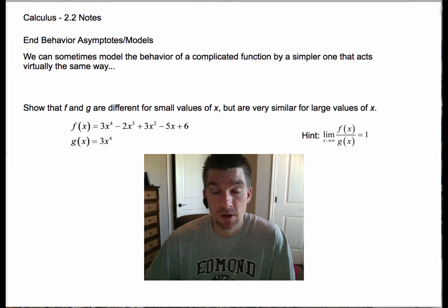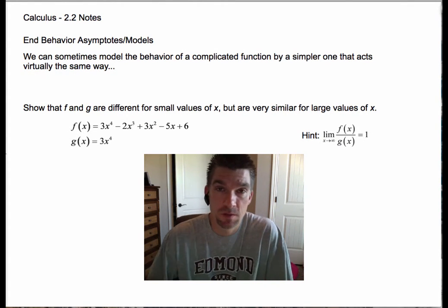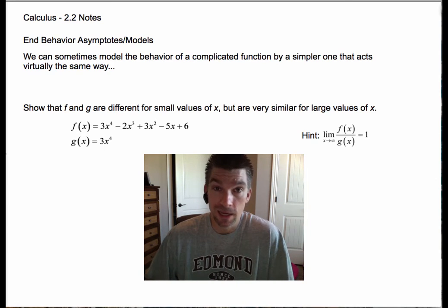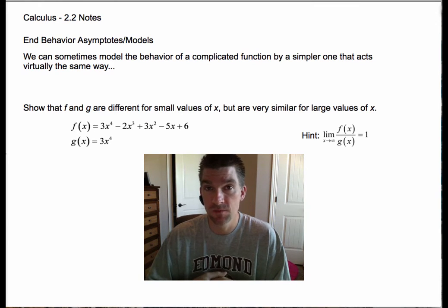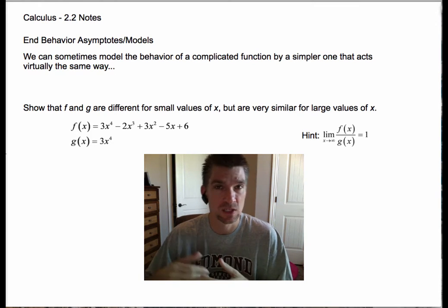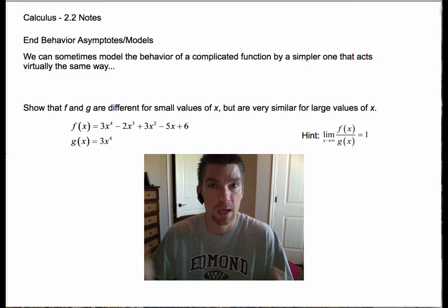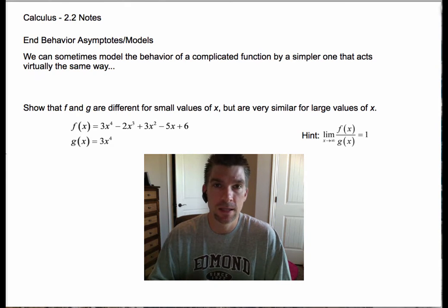Hey, every now and then, after you've done all the other asymptote stuff, sometimes it's just easier to look at end behavior in general of a function. And the end behavior of a function usually tends toward a specific asymptote, sometimes a slanted asymptote or what's called an end behavior asymptote. And those work for large values.